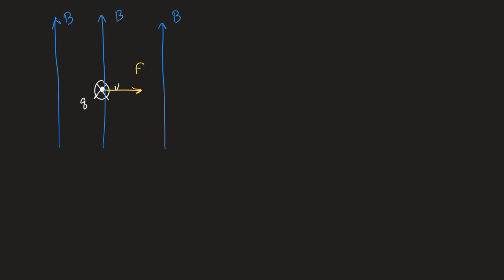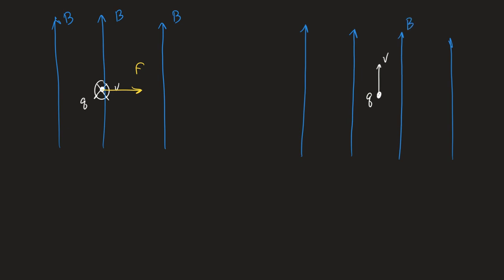How about this one? I'll leave the magnetic field pointing upwards. And my charged particle also has a velocity upwards, in which case the force on the particle would be 0. There is no plane defined by the direction of the velocity and the direction of the magnetic field. So that gives us a force of 0. Again, the angle is 0 degrees between the velocity and the magnetic field.